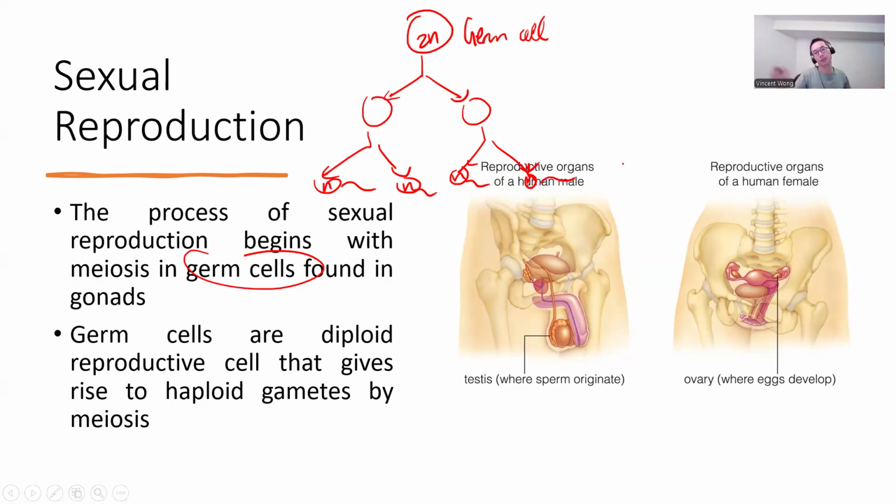Okay, so where does it happen? Well, in males, it happens in the testis, and for females, it happens in the ovaries. So these reproductive organs are called gonads. Gonads are reproductive organs. So to put it in a full sentence, the germ cells are found in the gonads and they undergo meiosis, which gives rise to gametes. We'll learn about the reproductive system next semester.